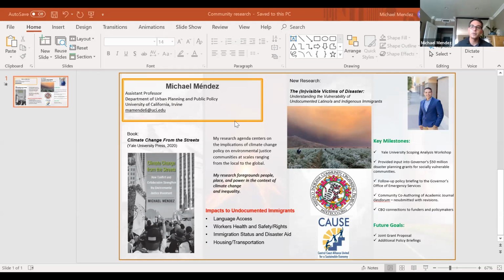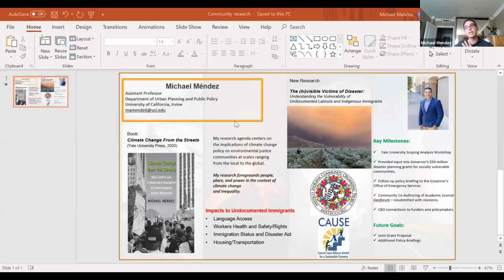And as I started to do the initial fieldwork and interviews with key stakeholders, I started to see some great connections in the case study down in Southern California and the Ventura and Santa Barbara regions, in particular looking at the 2018 Thomas wildfire, which was the second largest wildfire in California's history. And this was a unique case study in which undocumented Latino and indigenous immigrants were essentially rendered invisible by government and other disaster relief organizations because of systemic racism and cultural norms of who is considered a worthy disaster victim.